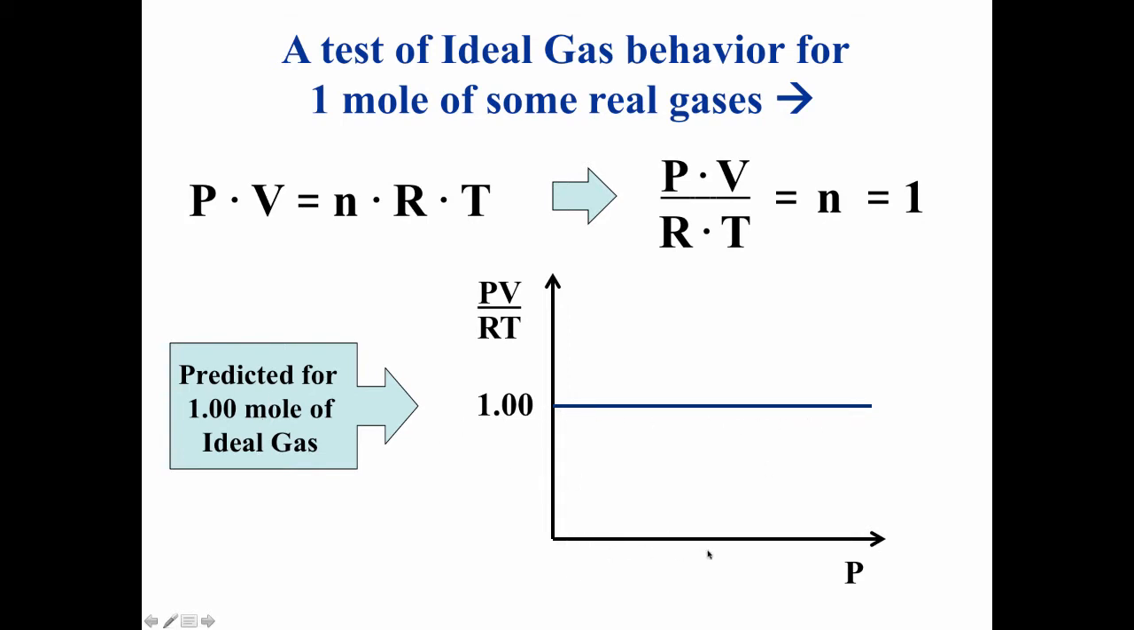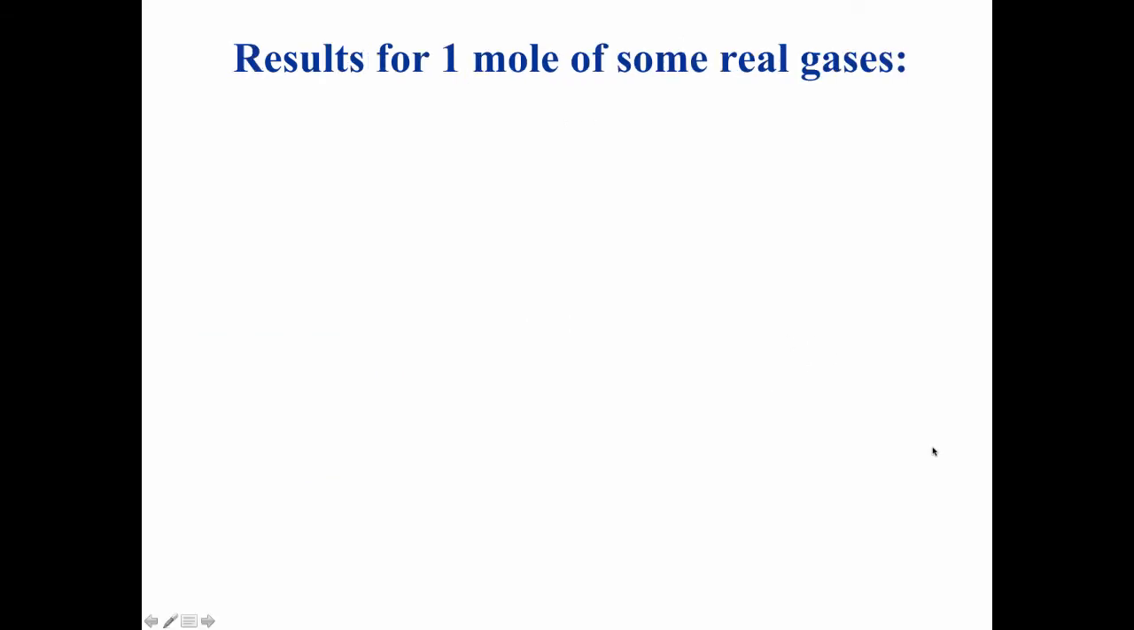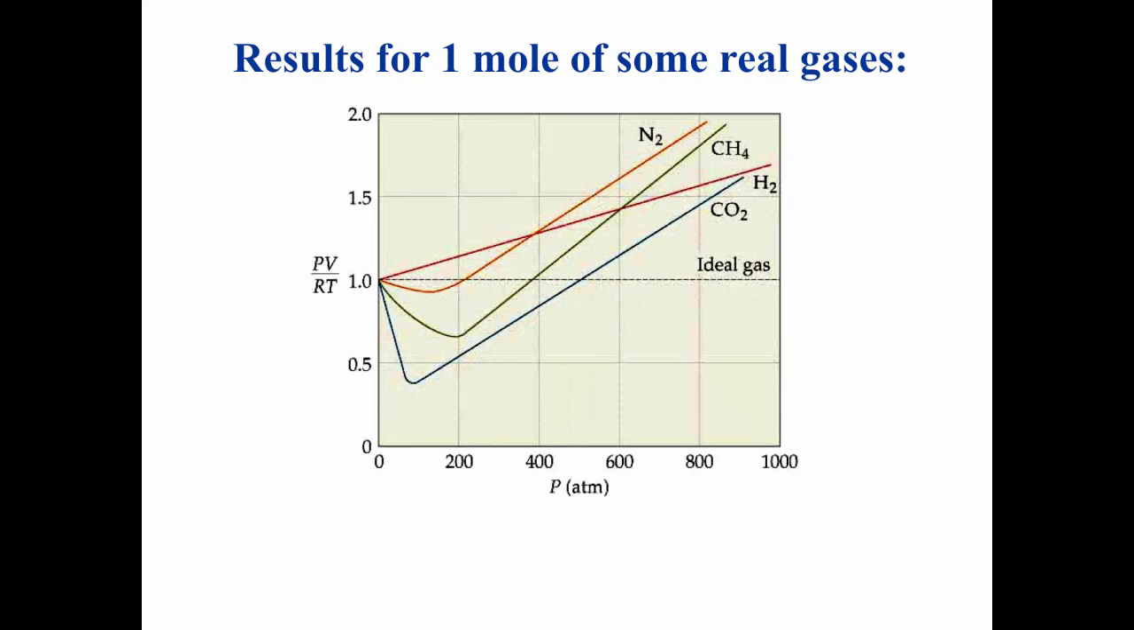In other words, as we increase the pressure, that would decrease the volume. Suppose we keep the temperature the same and R the same, then this ratio would stay the same, and the ratio would not change at all. Okay, that's what we predict if the ideal gas law were valid as we increase the pressure for gases. Here's what it actually looks like for some real gases.